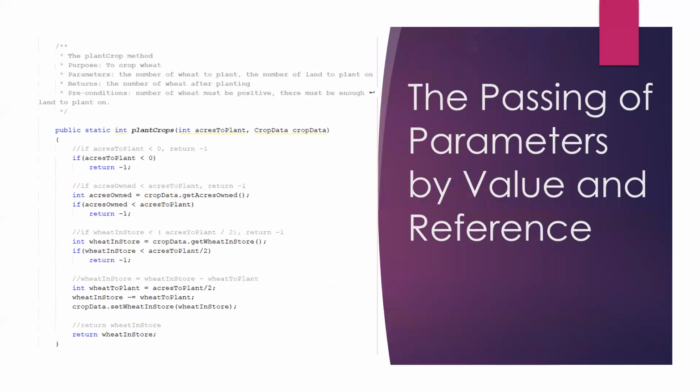The next thing that I would like to talk about is the passing of parameters by value and by reference. Here's an example of a method called plant crops that passes 2 parameters: an integer, acres to plant, and an object of crop data. All primitives are passed by value, and objects are passed by reference.